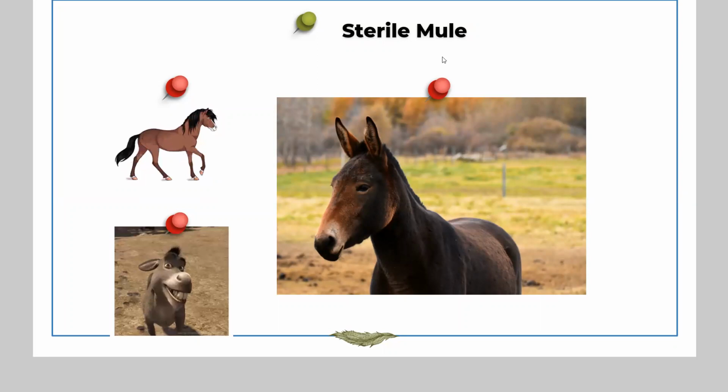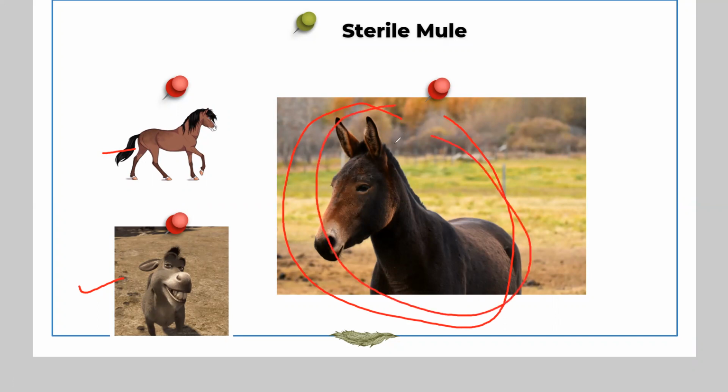Okay. While here we have the male donkey with a female horse. It will give us what? It will give us a sterile mule. This creature is called a mule. Okay, this mule is sterile. Why do we call it sterile? Because sterile means that it can't reproduce. So this means it can't mate with another animal.